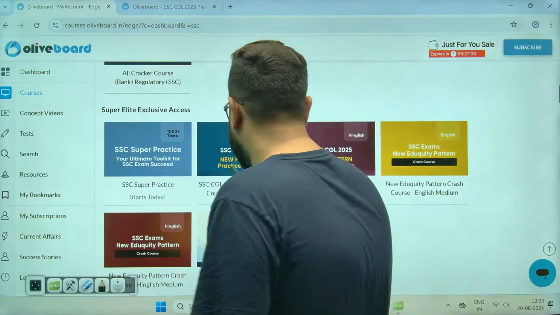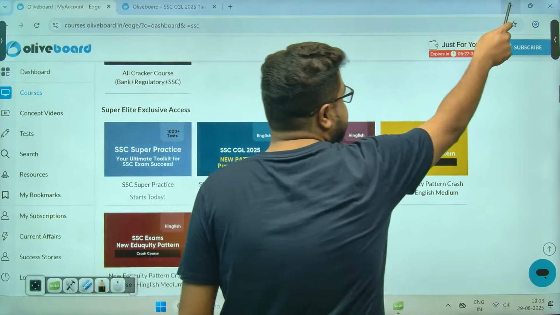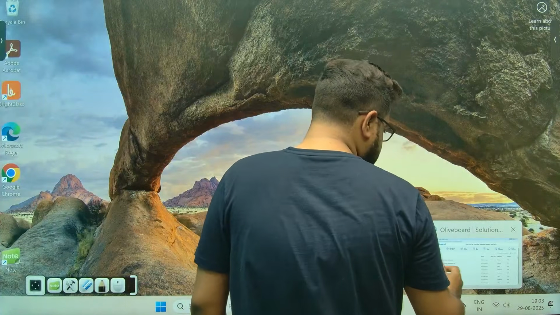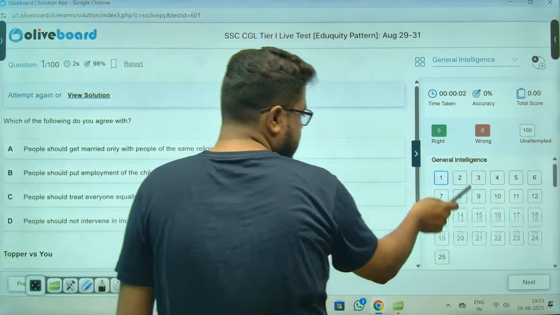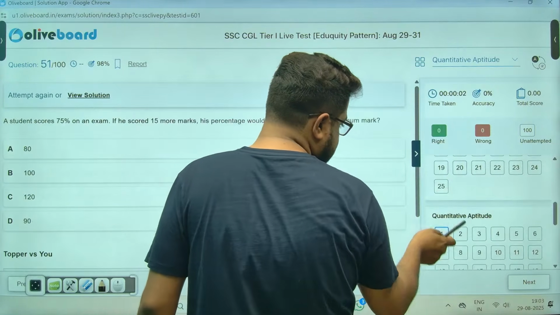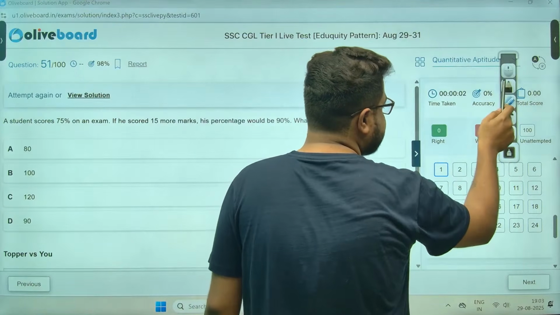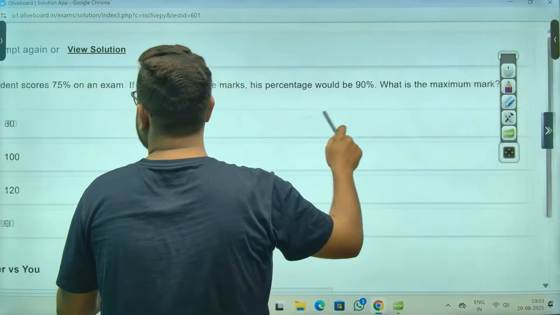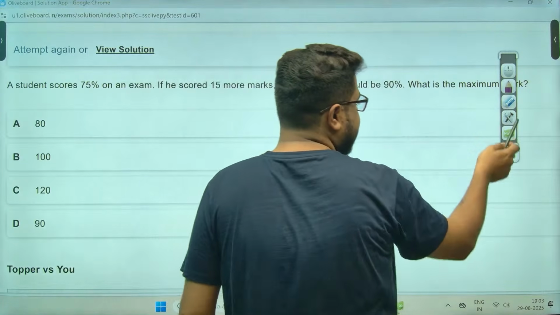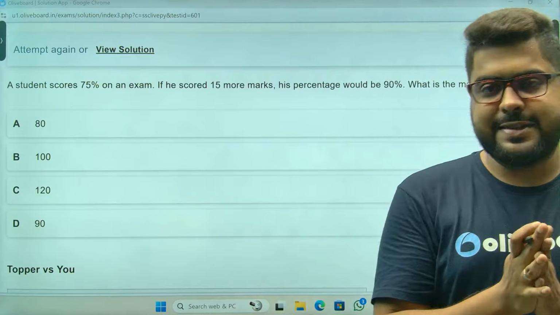Now, with that being out of the way, let us move into our mock analysis for today. So the quant section, this is the first question. Again, I feel it's a very simple question.